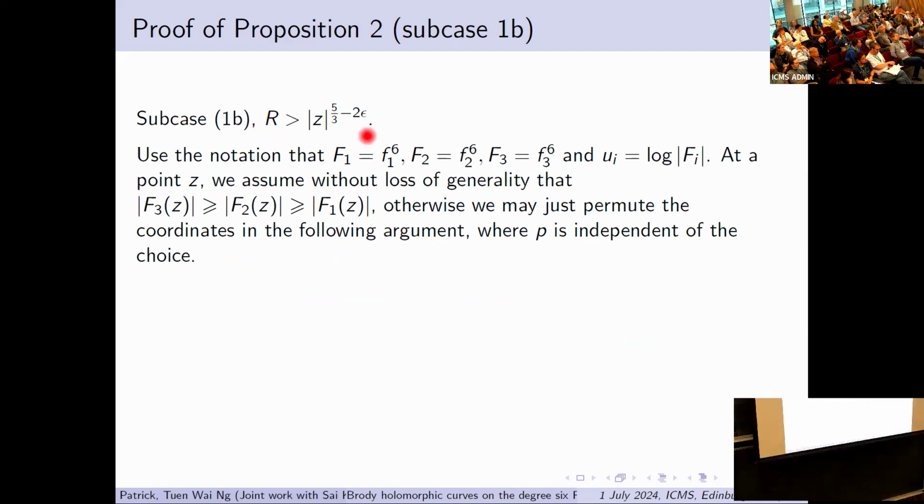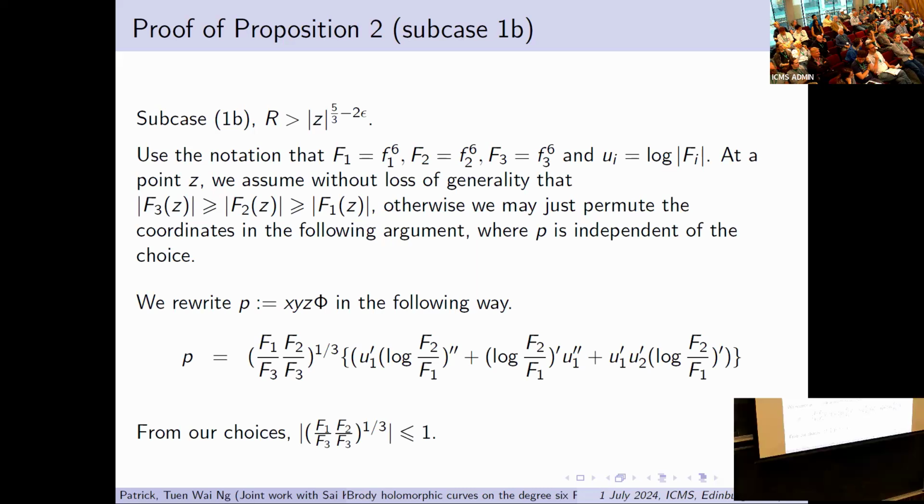So this capital R is greater than this number, and what we are going to do would be the following. We are going to again estimate our P under this assumption. You can rewrite this P in this form, in our notation here, so F_1 is given by capital F_1 and so on.